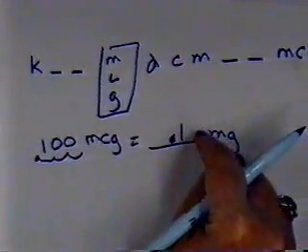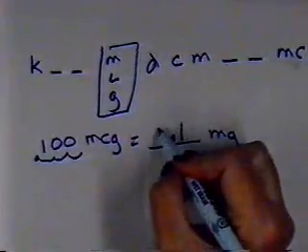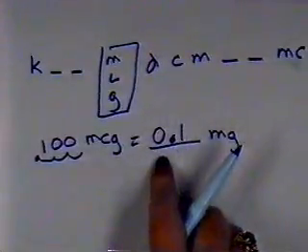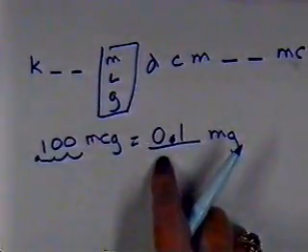Now, we don't have to put zeros at the end, but if we have a decimal and there's no number in front, we have to put a 0 at the front.